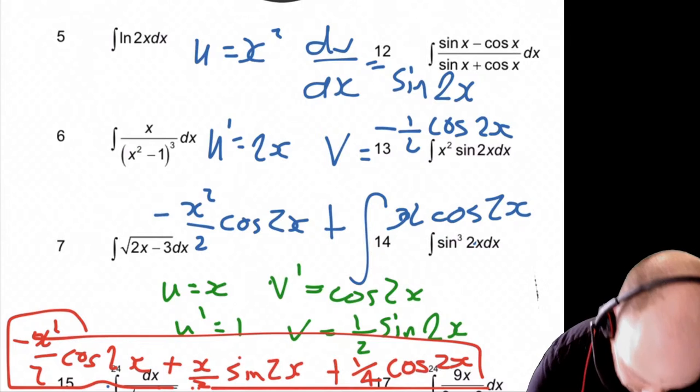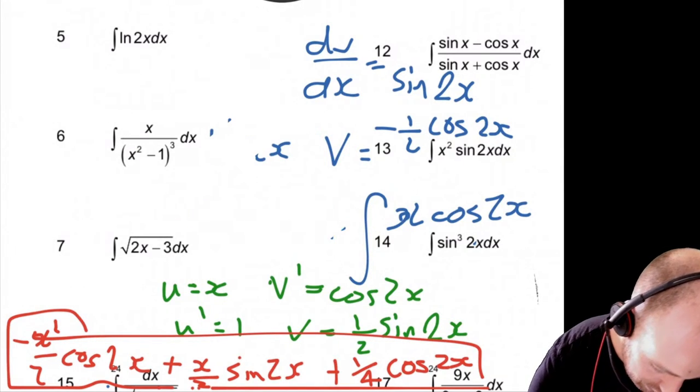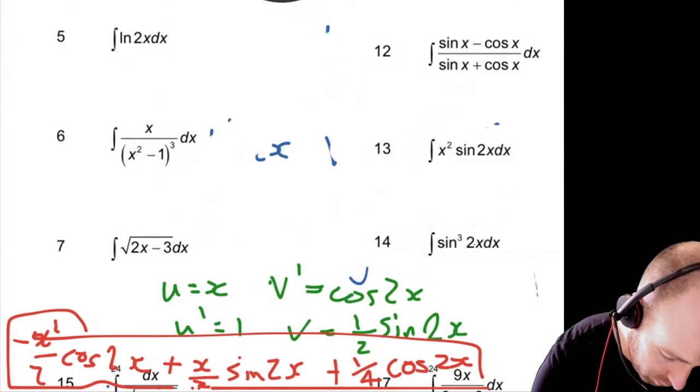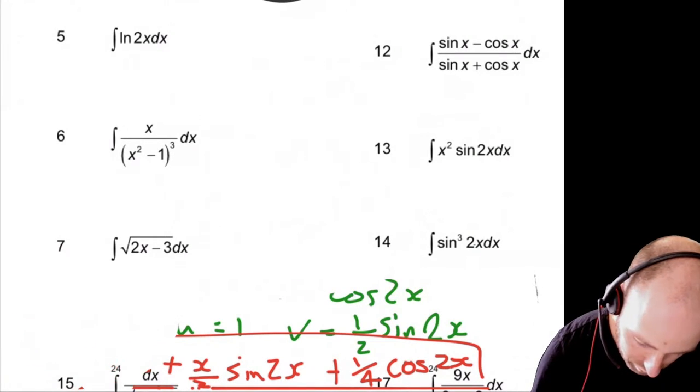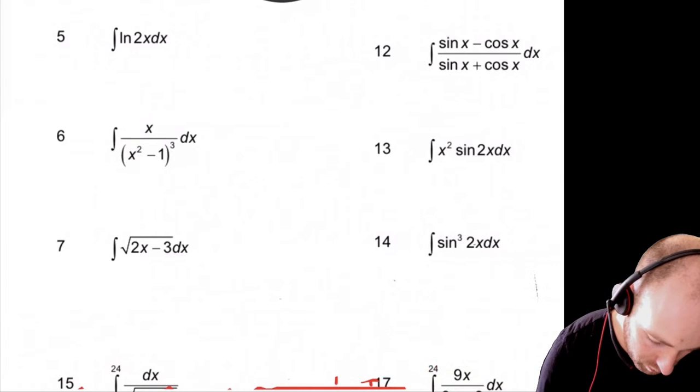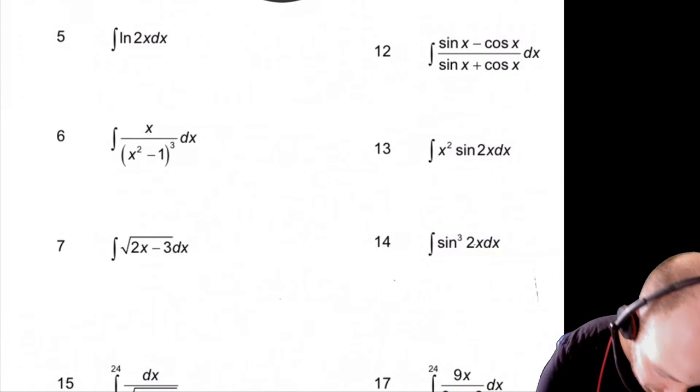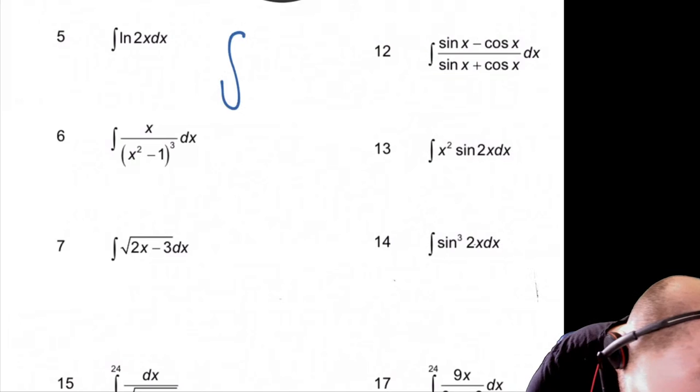Cool. Right, last one is sine cubed. And sine cubed is a tricky one. I think we did this once before in class. I mentioned it at the beginning a bit today. All right. So, sine cubed.